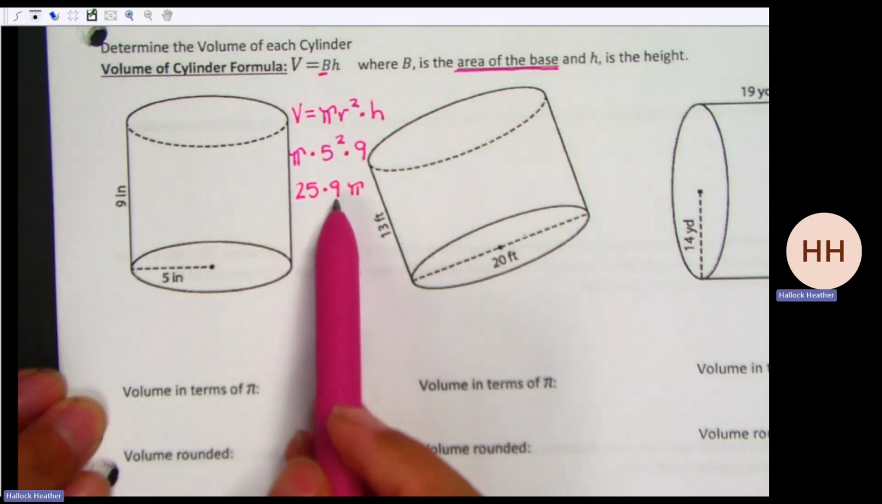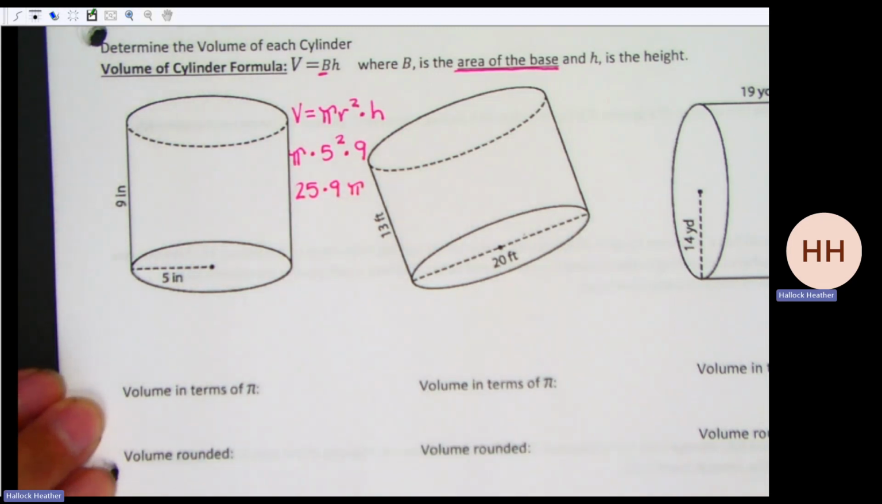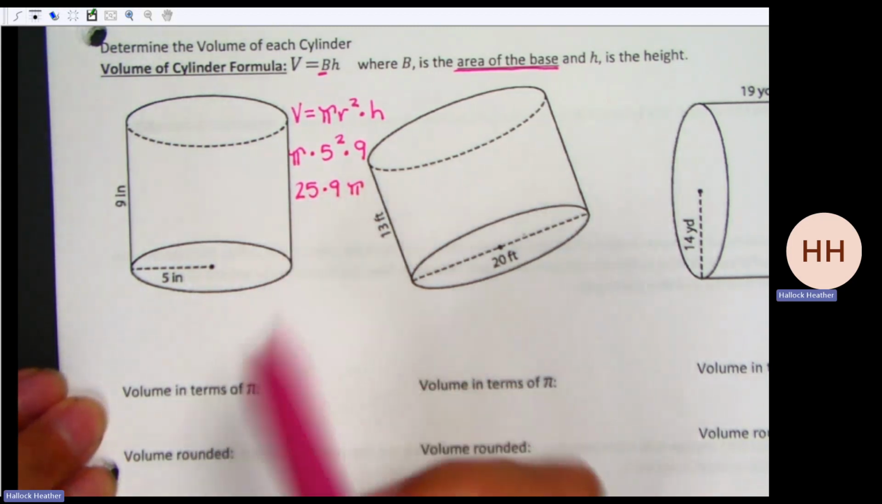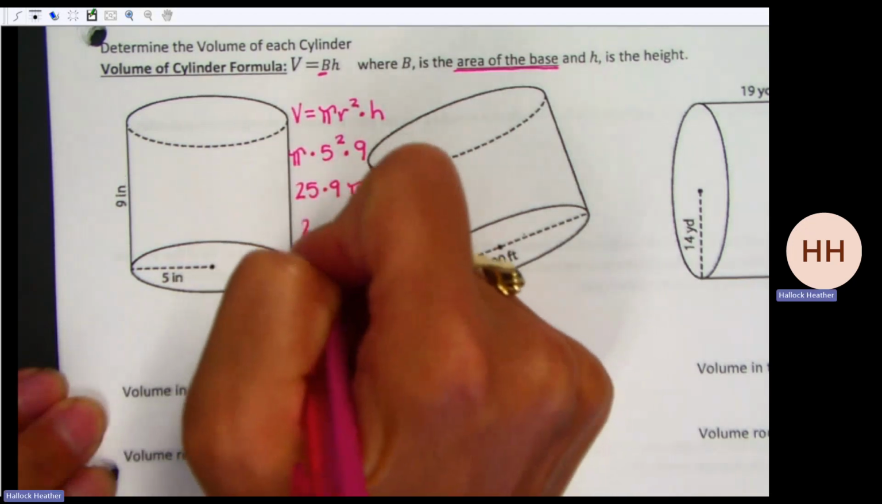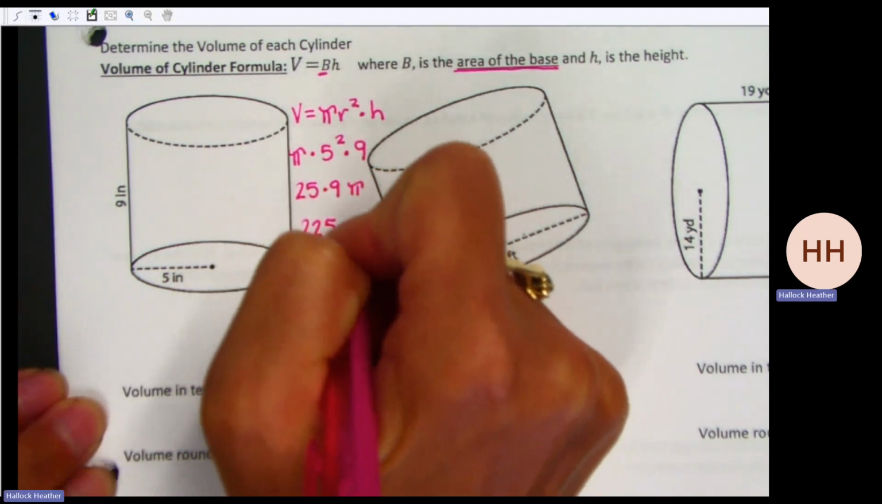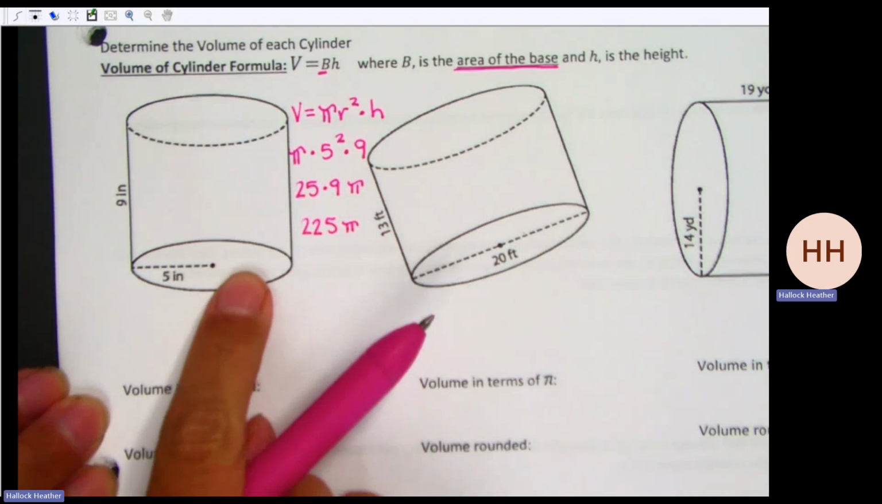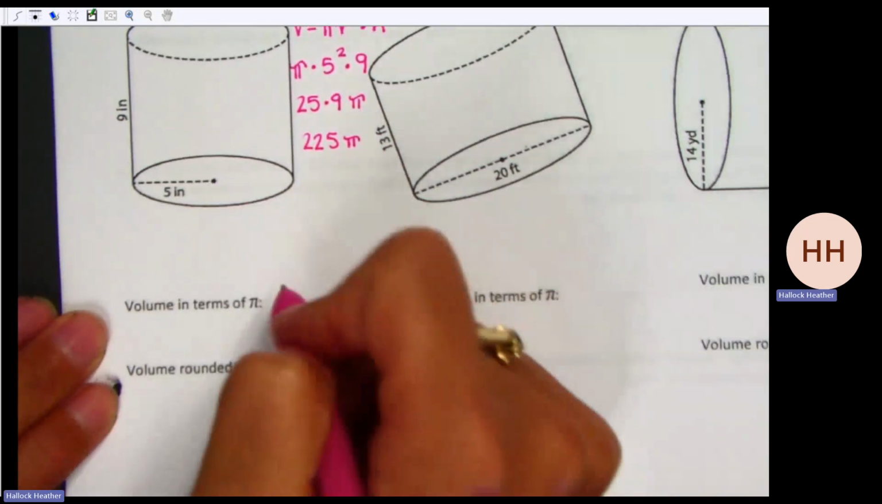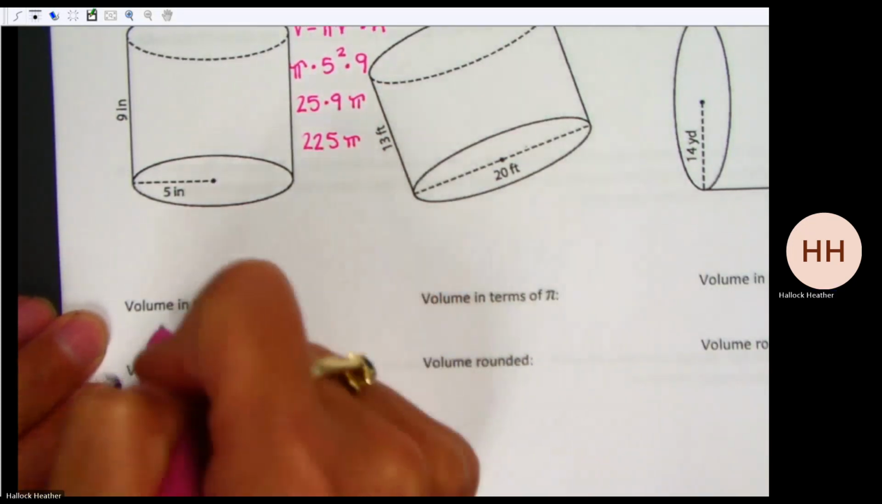What's 25 times 9? And this is why when you're doing this, you can realistically do it all in the calculator. What's 25 times 9? 225. So in terms of pi, the volume for this cylinder is 225 pi inches cubed.